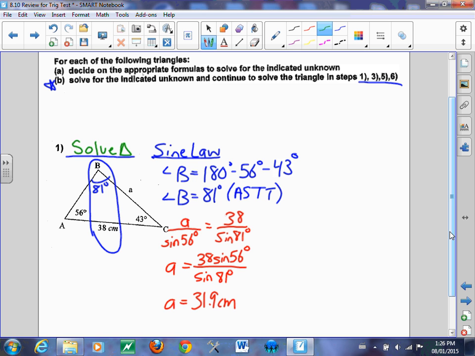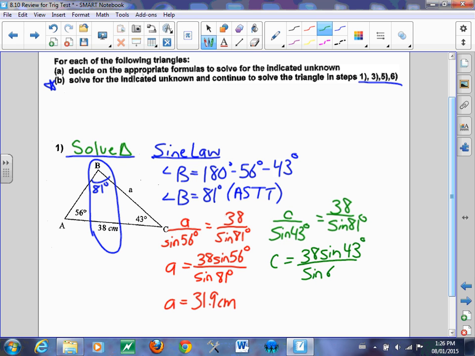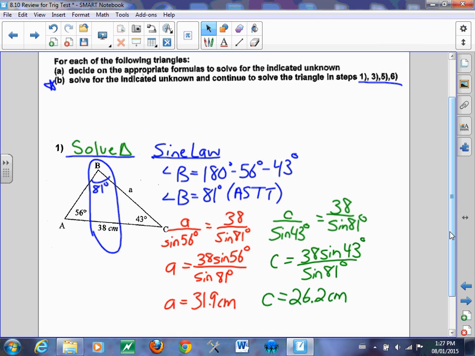All right, let's find side C now. So C over the sine of C, which is 43 degrees, equals the match, which is 38 over sine of 81. Cross multiply the opposite cross, which is 38 sine 43, and divide by what you normally multiply by, which is sine of 81 degrees. So C equals, plug it in your calculator, 26.2 centimeters. Awesome. So we've solved number 1.